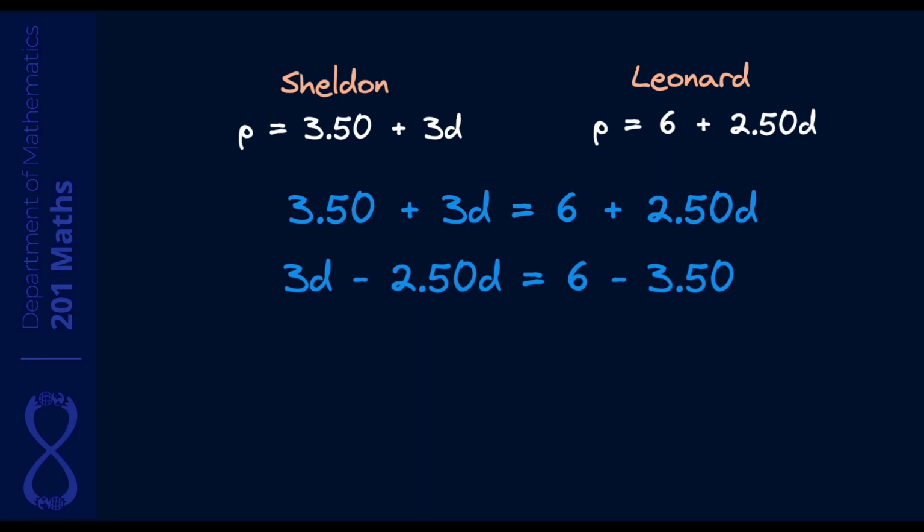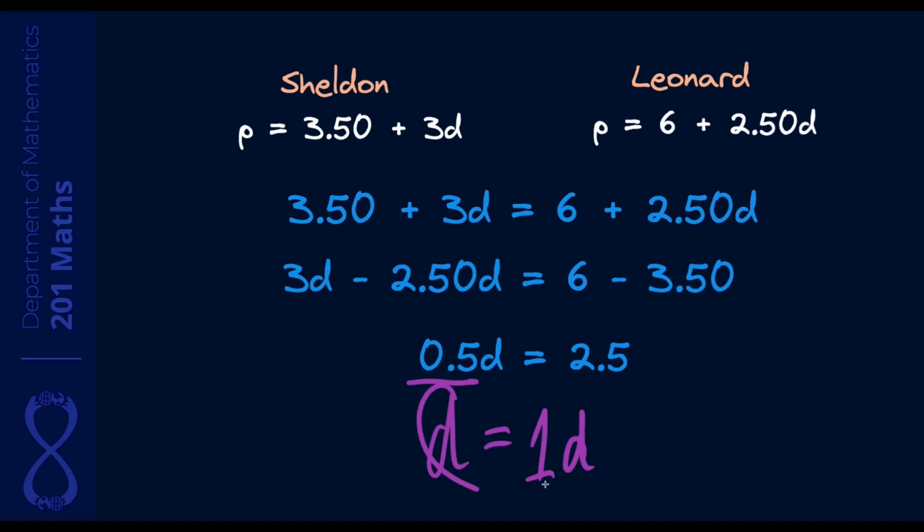Anyways, back to solving the equation, we have 3D minus 2.5D gives us 0.5D, and this is equal to 6 minus 3.5, which gives 2.50 or just 2.5. This 0.5 here means that we have half a D. We are solving for D, so our goal here is not to have 0.5 or to have 3 or whatever. We just want 1D or just D by itself, right? D equals 1D. These two are the same.